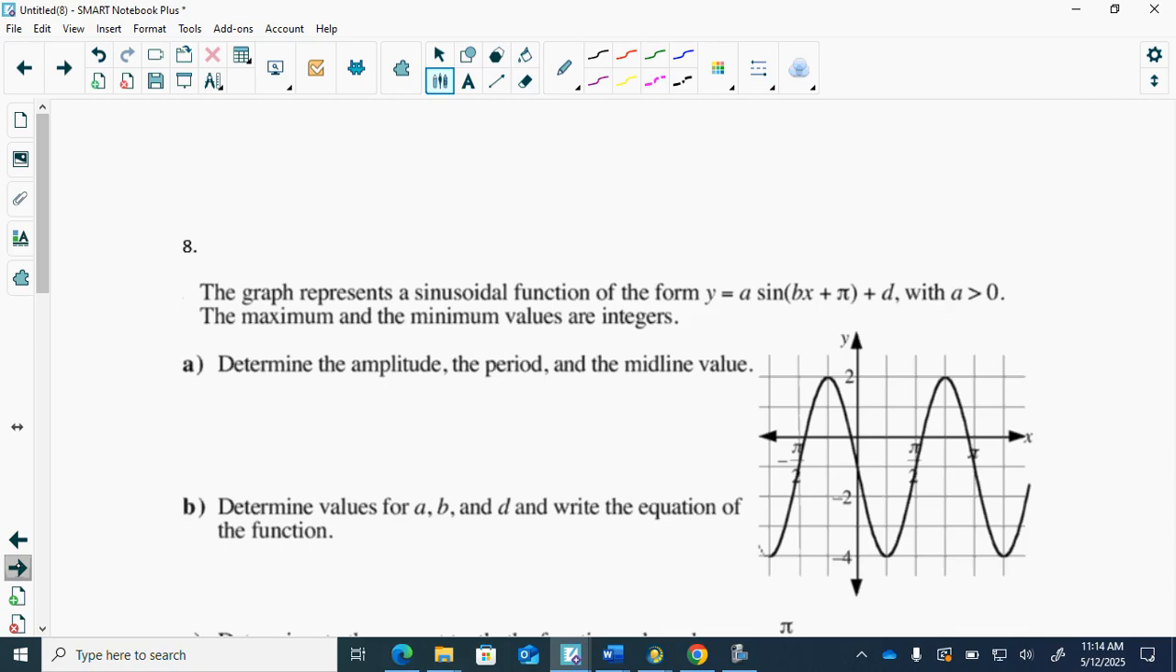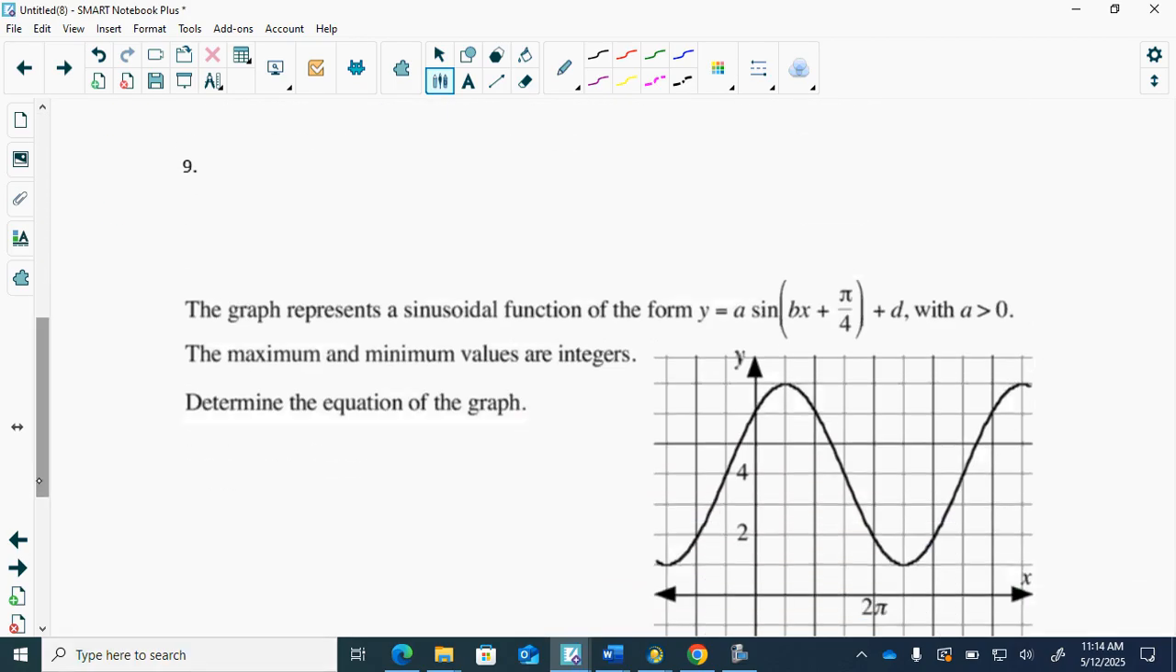Next one, the amplitude equals the absolute value of 2 minus negative 4 divided by 2, which is 6 over 2, which is 3. And if I count up, I go 1, 2, 3, 4, 5, 6. Half of that is 3, right?